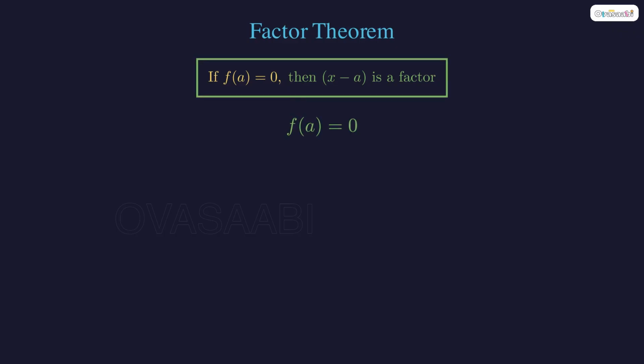The factor theorem is even simpler. If the remainder is 0, then x minus a divides perfectly. It's a factor. Think of it like cutting a cake with no crumbs left over.